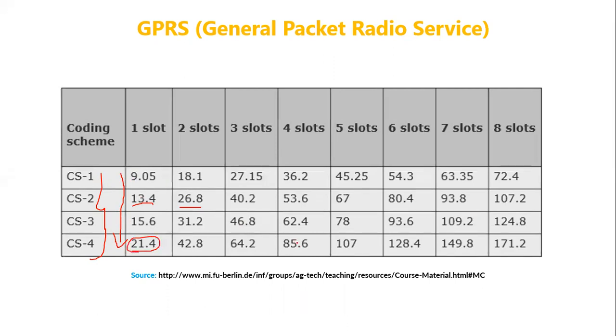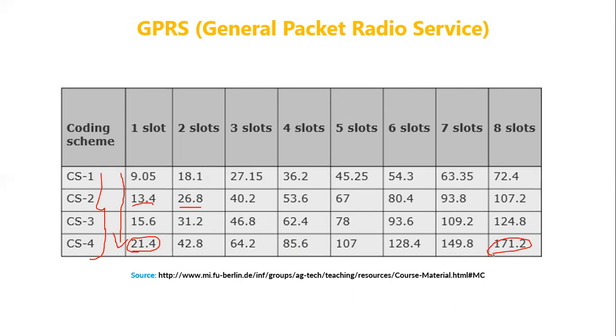So with CS4, if 8 slots are there, then it will provide a data rate of 171.2 kilobits per second. If some application is using CS4 with 8 slots, then it will get a data rate of 171.2 kilobits per second. Typically, today's mobile station is a class 10 device.